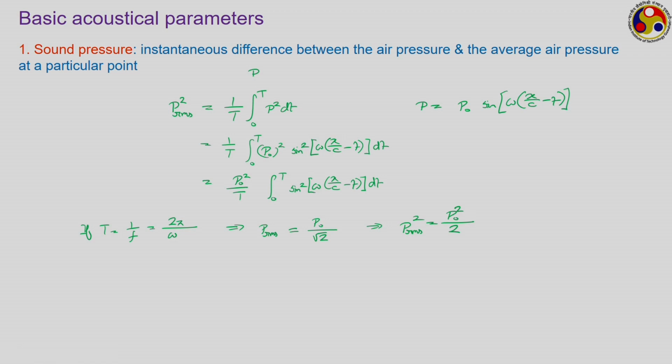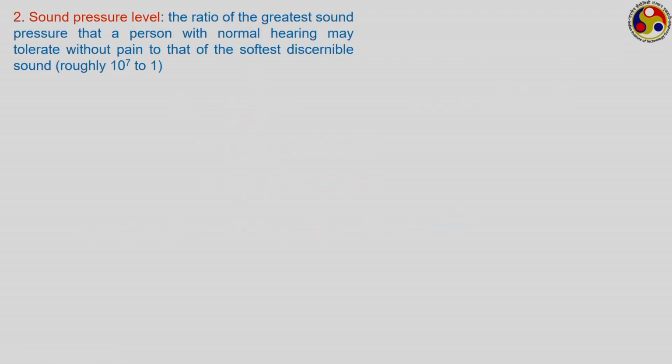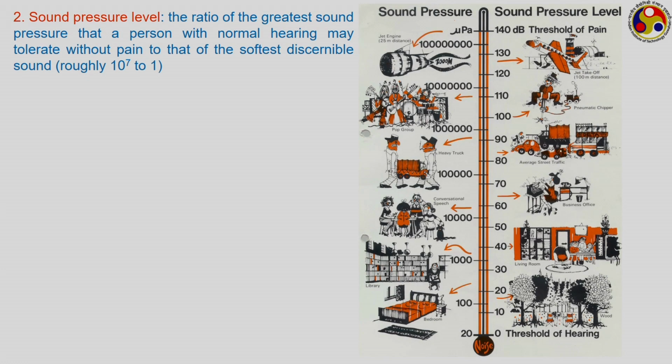Another one, which is probably more important for practical operations, is the sound pressure level. Sound pressure level refers to the ratio of the sound pressure in terms of some reference sound pressure. The ratio of the greatest sound pressure that a person with normal hearing may tolerate without experiencing any pain to that of the softest discernible sound is generally referred to as the sound pressure level. If we see this chart in terms of decibel, then this is the threshold of hearing, 0 decibel, or in terms of pressure, about 20 micropascal.